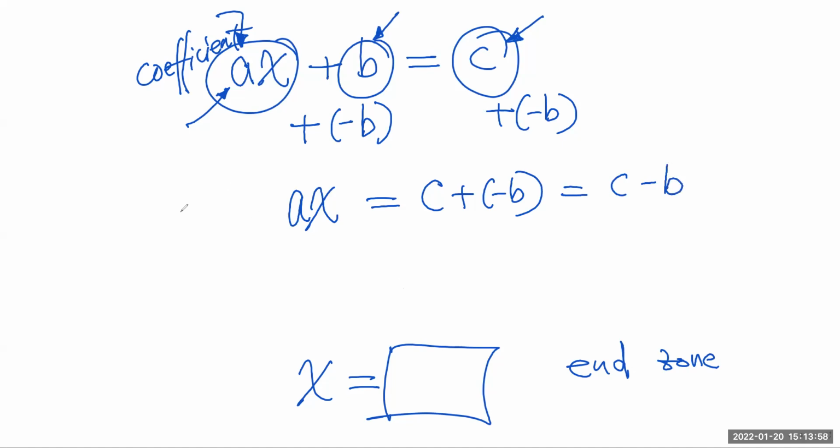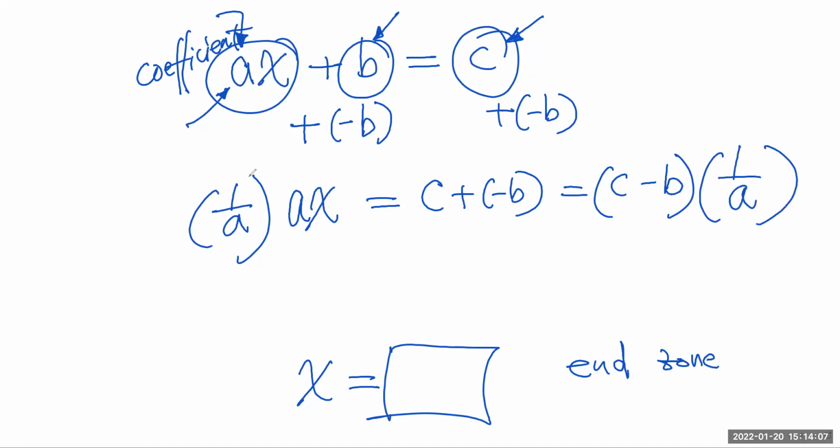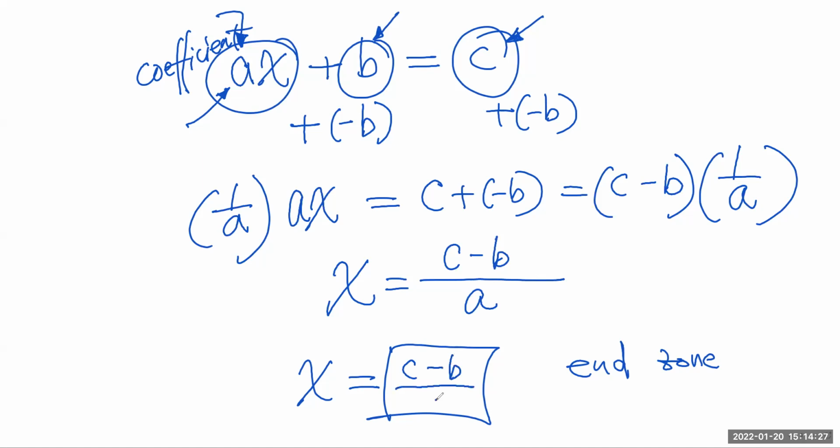And then we're going to do times 1 over a, and therefore we have to do the same thing on this side. Now, 1 over a times a is 1, and 1 times x is x. So we got x is here. On the other side, c minus b times 1 over a is the same as c minus b divided by a. Good? So now we got a formula. And this is what the power of algebra is, that we don't see any numbers here, but we have letters to represent numbers.